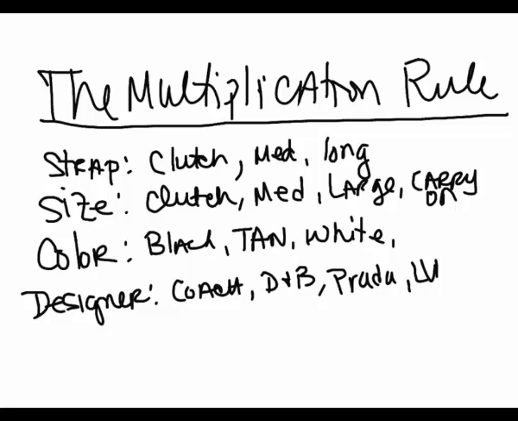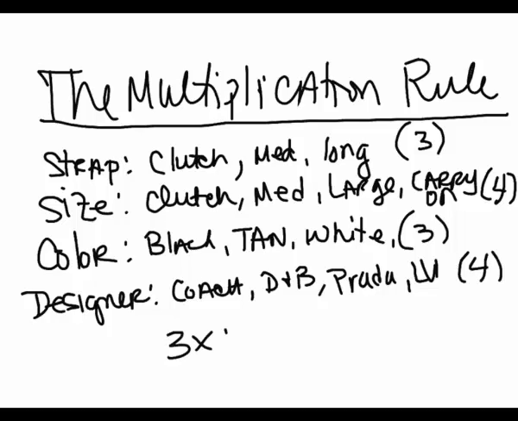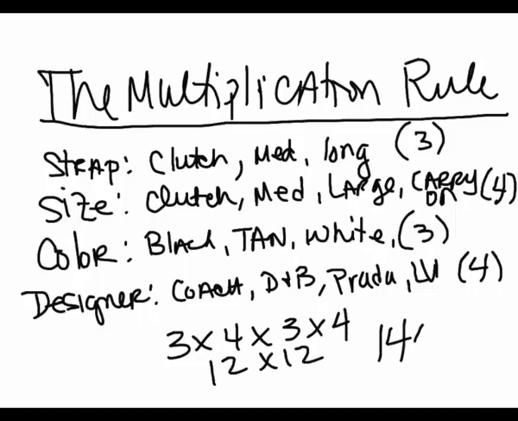So, how many different combinations of purses could I make here? Making a tree would be kind of ridiculous, because it would be super, super big. So what you can do is just count all of the options. I have 3 options here, 4, 3, 4. So then you can just multiply. 3 times 4 times 3 times 4 is, what, 12 times 12? There's 144 bag options there. And I'm not even listing everything, and there's already 144 bag options that you can choose from.